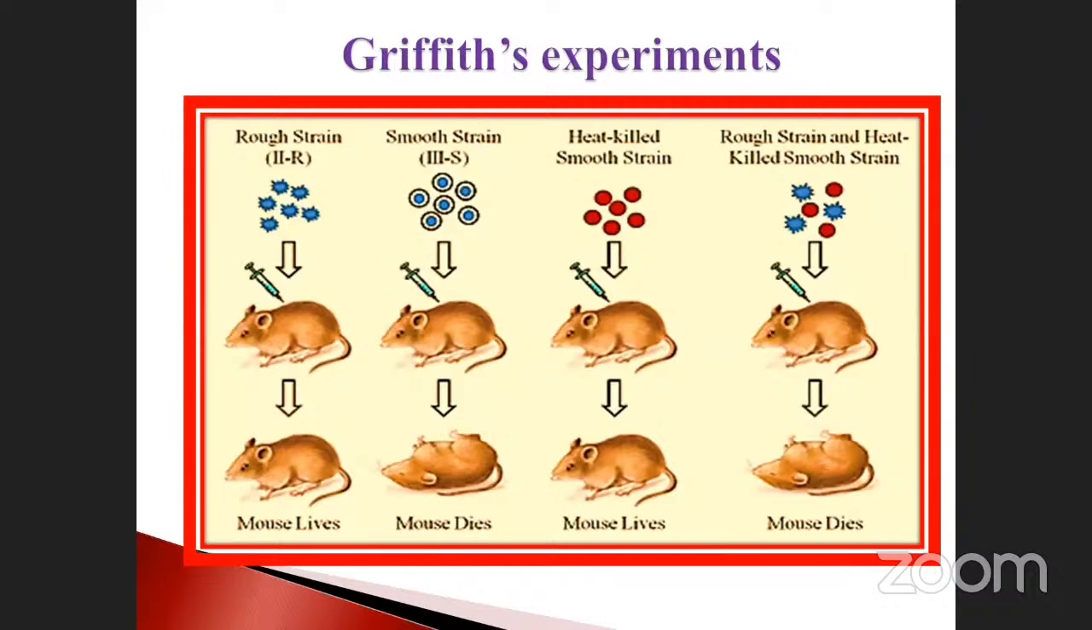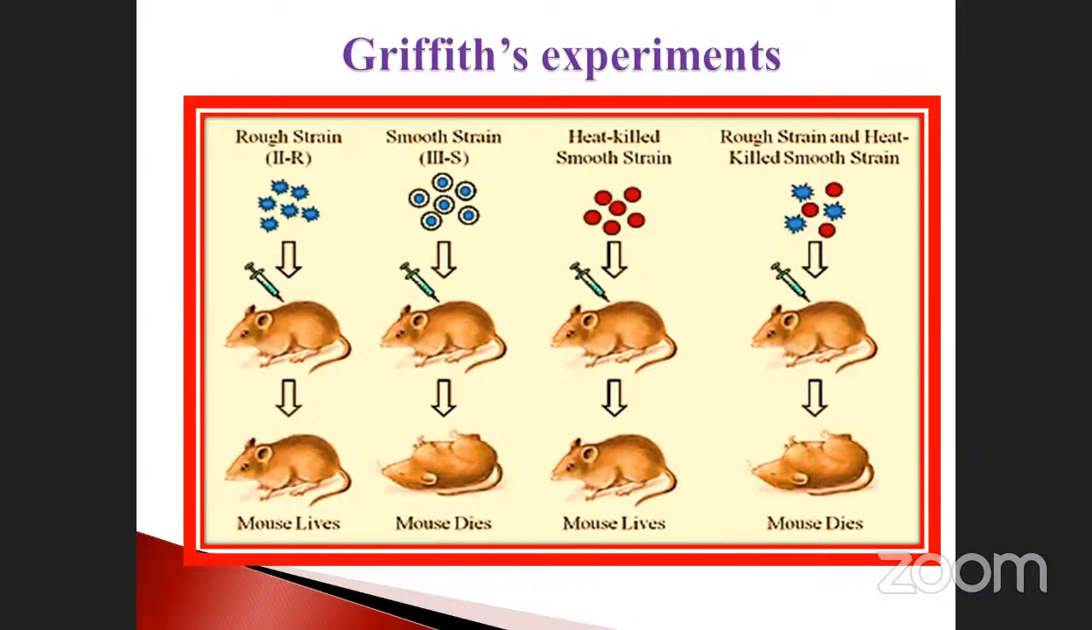The round one is smooth in nature, with the mucopolysaccharide coat. What about here? Rough means there is a small needle-like structure. See the difference between these two strains: the outer membrane cover, the needle-like structure, the shape of the strain. This is the smooth one.